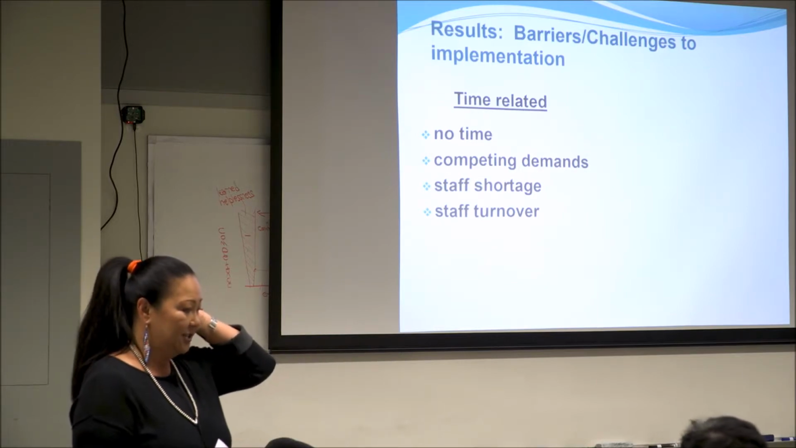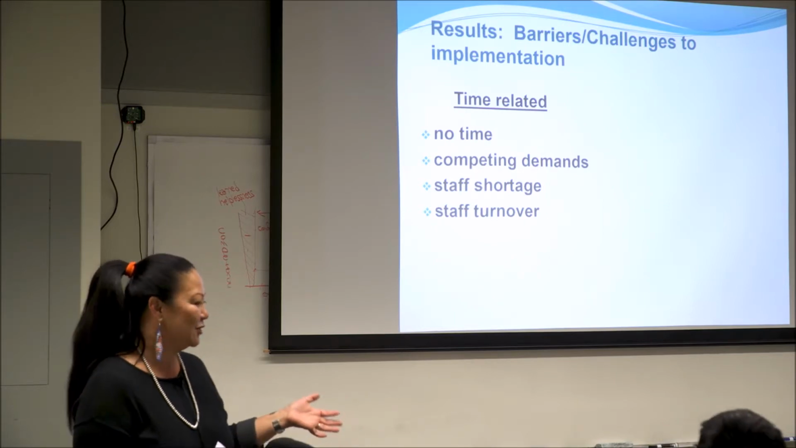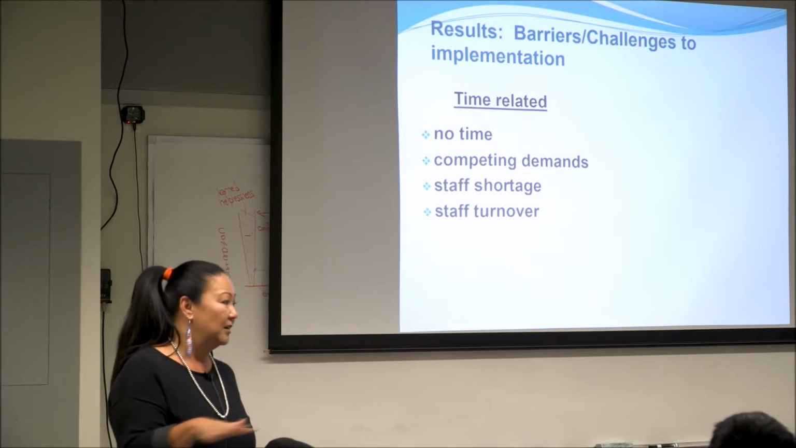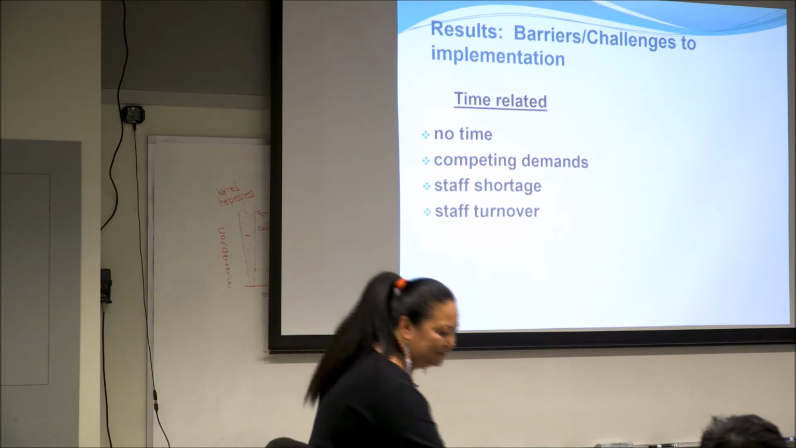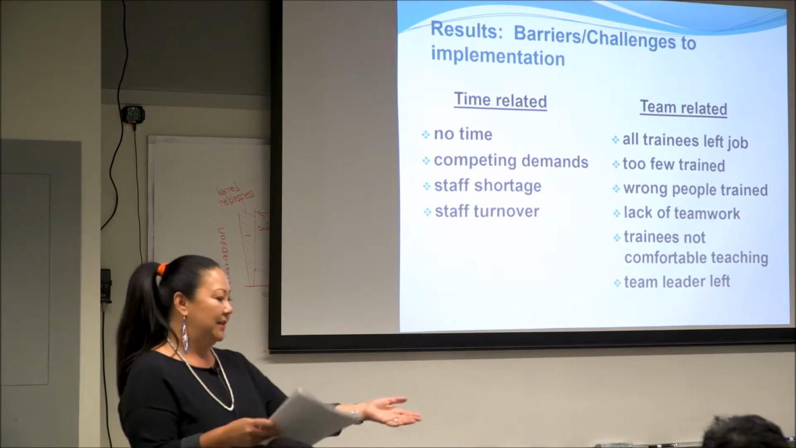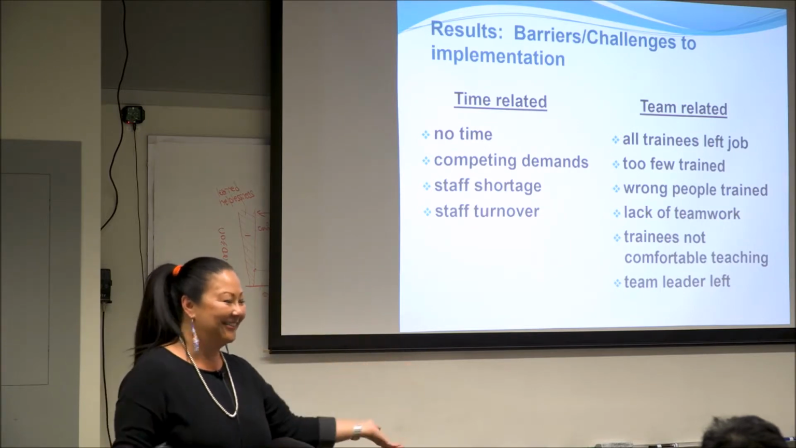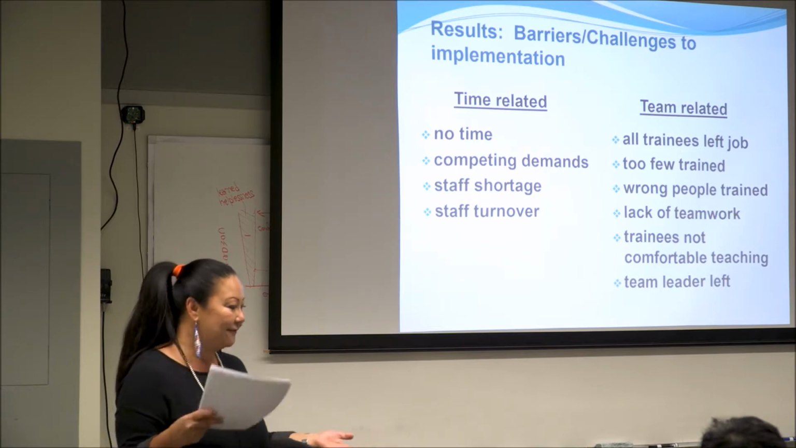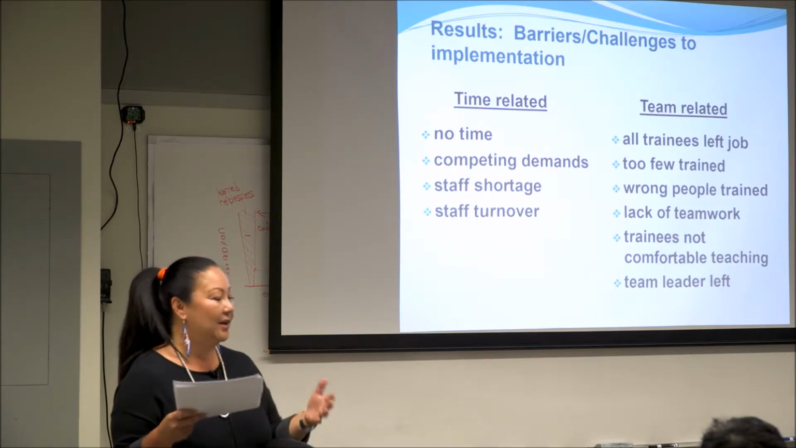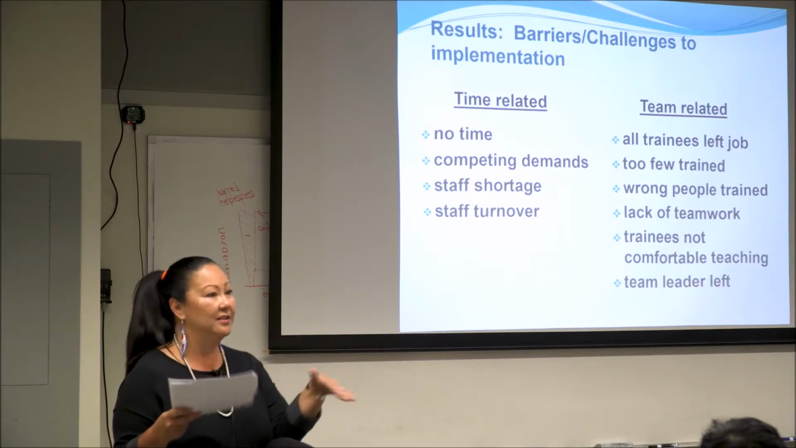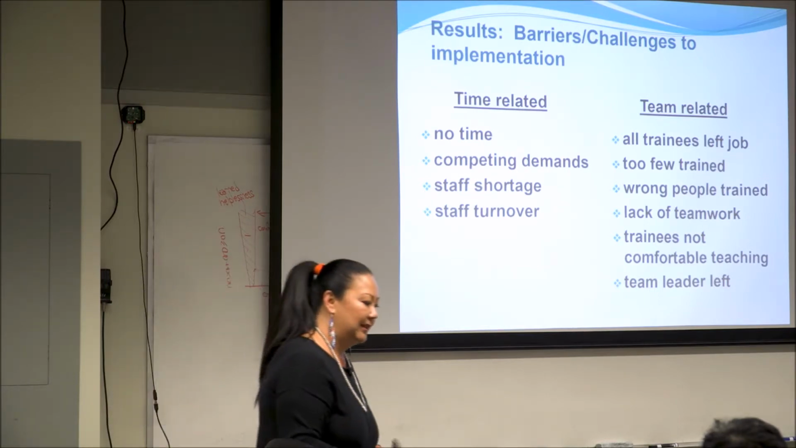These were some of the barriers or challenges to implementing the program. They had competing demands. There's staff shortage and staff turnover. So in Native communities, you see a lot of turnover at all levels. So that's always a challenge too. So the team-related things, as I mentioned, all the trainees left their jobs. Everybody you trained is gone now, so then what? They didn't train enough people, they found out, or the wrong people were trained. There was a lack of teamwork, and the trainees weren't comfortable teaching, although we did give them opportunities at the training to practice teaching each other in their group. Or like I said, the team leader left.